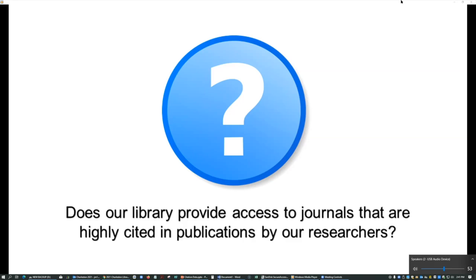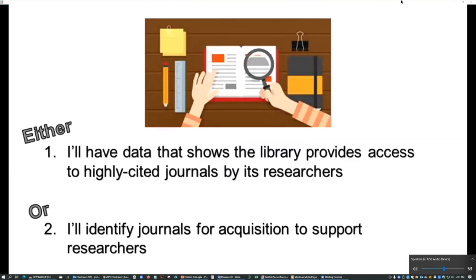I thought it would be interesting to look at citations in journal articles published by our researchers and then check to see if the library provided electronic access to the journals that were being cited the most. I would either learn that we were already doing a good job of providing access to highly cited journals, or I would identify titles for acquisition, which would allow me to make a meaningful contribution to our collection development.